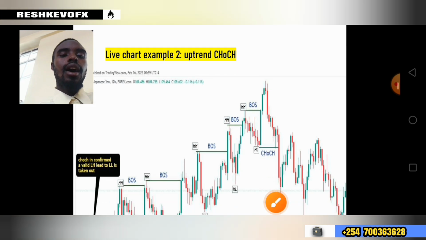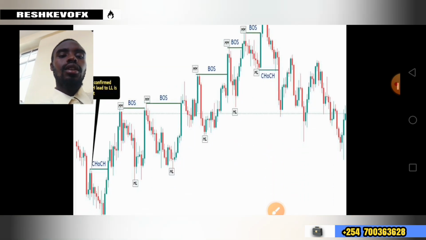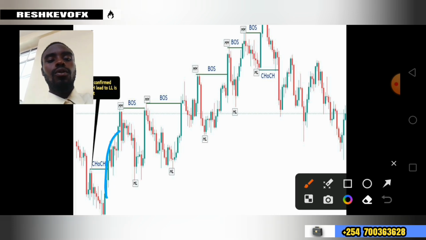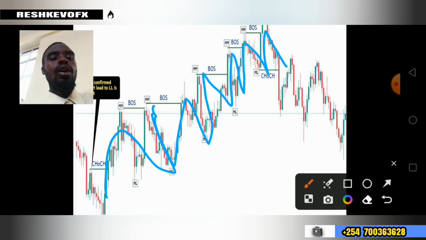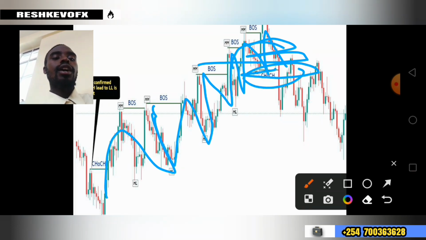That is an uptrend. Yes, amazing. This is an uptrend change of character. So it is moving like this. The market structure is making up. It is making high, low, high, low, high, low. All of a sudden, there is a change of direction, a change of character or a market shift, and it starts making high, low, high.